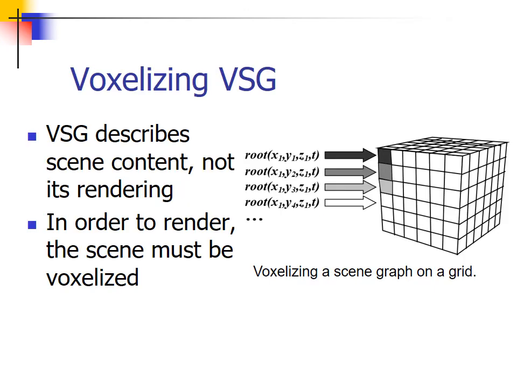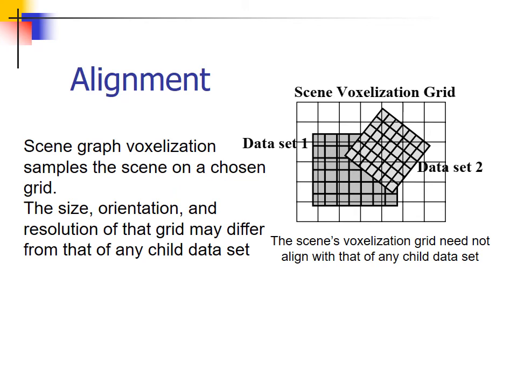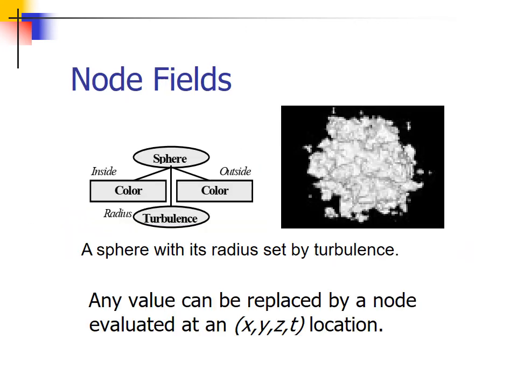Volume scene graph describes scene content, not its rendering. In order to render, the scene must be voxelized. Scene graph voxelization samples the scene on a chosen grid. The size, orientation, and resolution of that grid may differ from that of any child dataset. It means that the scene's voxelization grid need not align with that of any child dataset. Any value can be replaced by a node evaluated in a location.